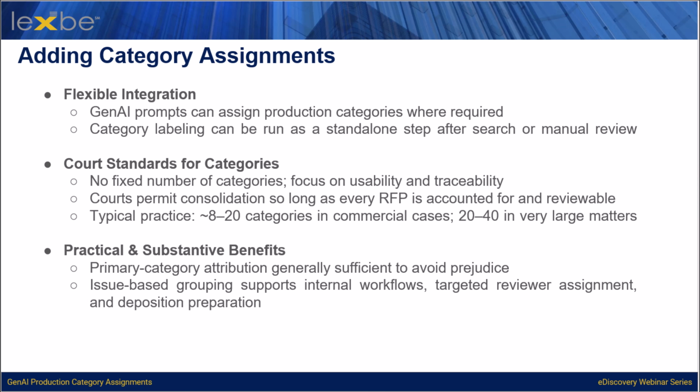There's no specific requirement under Rule 34 that every document be attributed to every potentially applicable category. Instead, courts ask whether the chosen coding approach preserves traceability and avoids prejudice. Any more elaborate requirement could quickly become unwieldy and burdensome. Instead, primary category attribution is generally sufficient, where a reasonable reviewer would encounter the document after reviewing the primary category.